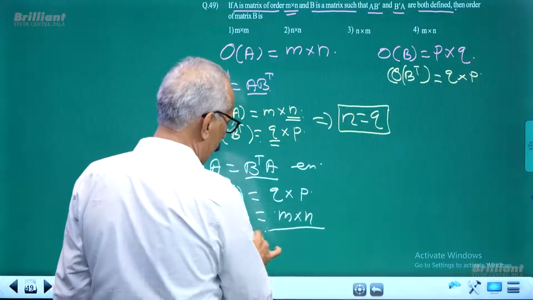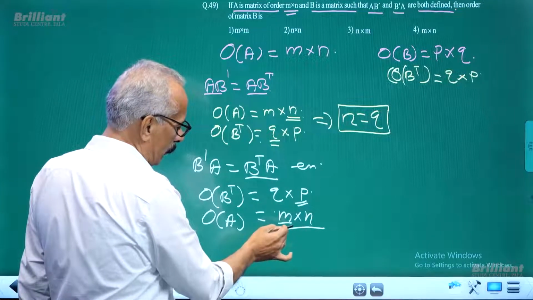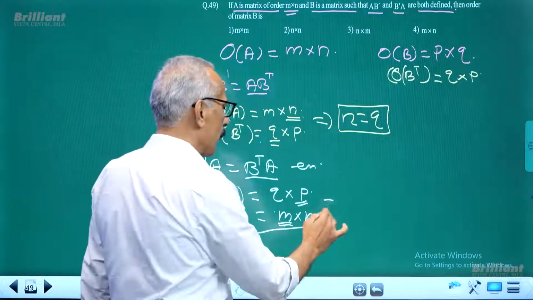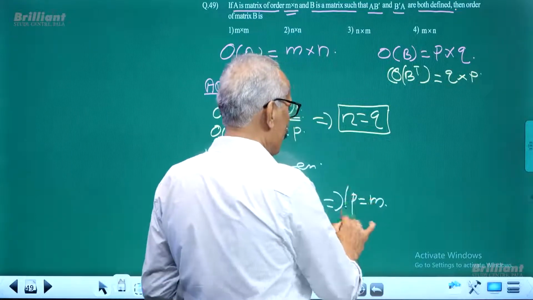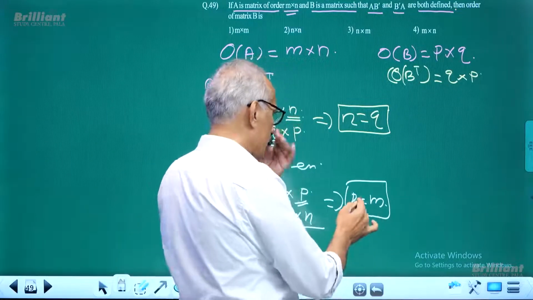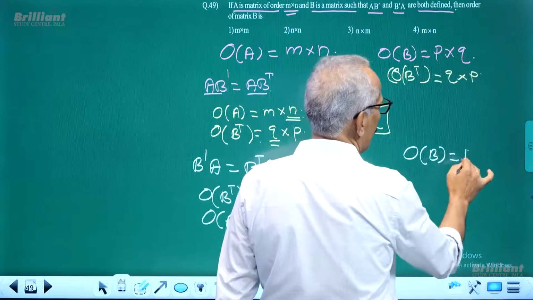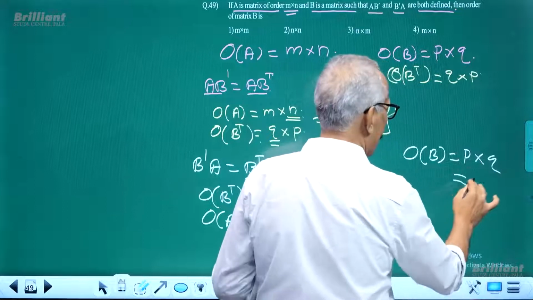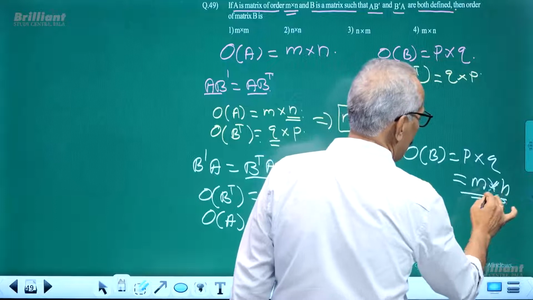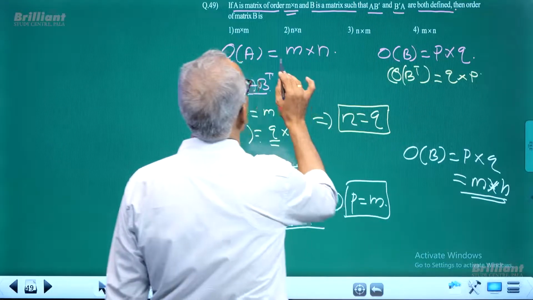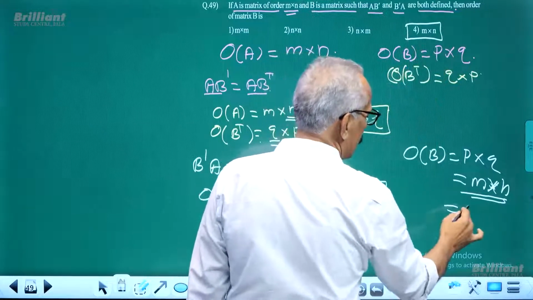What is the conformability for multiplication? The number of columns of the first should be equal to the number of rows of the second. So this implies P should be equal to M, and Q should be equal to n. Therefore, the order of B, that is P by Q. Who should P be? M. Who should Q be? N. So the order of B should be M by N. So that is nothing but the order of A.